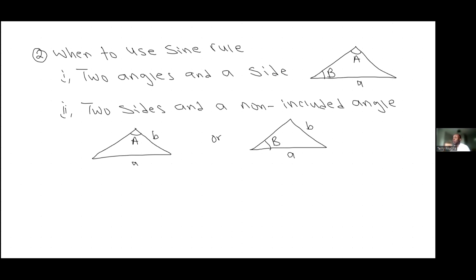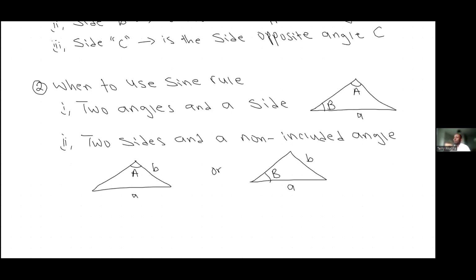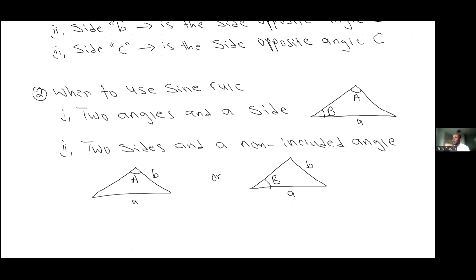Because if you notice, in both of the cases, you have one side and an opposite angle. In this case, you have angle A and the side A. In this case, you have angle B and the side B. Same thing, you have angle A and the side A. So regardless of the criteria, you need to have one side and its opposite angle. Then you can add either one more side or one more angle.